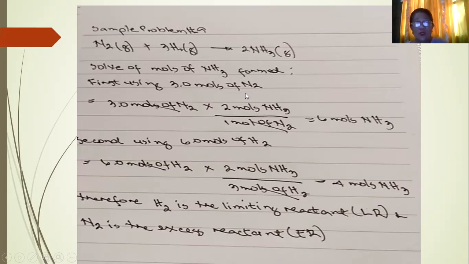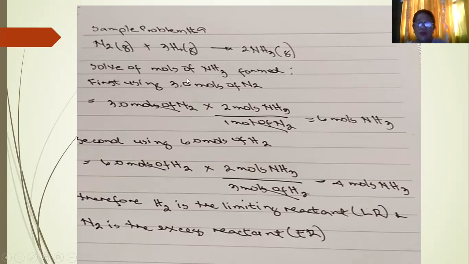That is if we use the reactant nitrogen. The second one is, let us now use the reactant which is 6 moles of hydrogen. Therefore, 6 moles of hydrogen multiplied by, use again the equation, there are 2 moles of ammonia produced from the reaction of 3 moles of hydrogen. So cancel, cancel. That is 6 times 2, 12. 12 divided by 3 is 4.